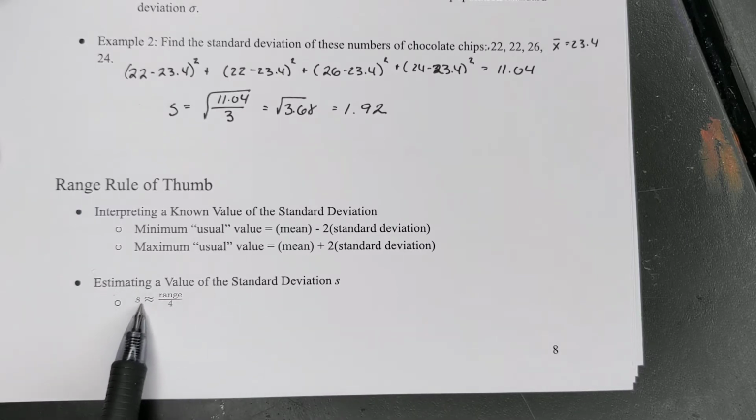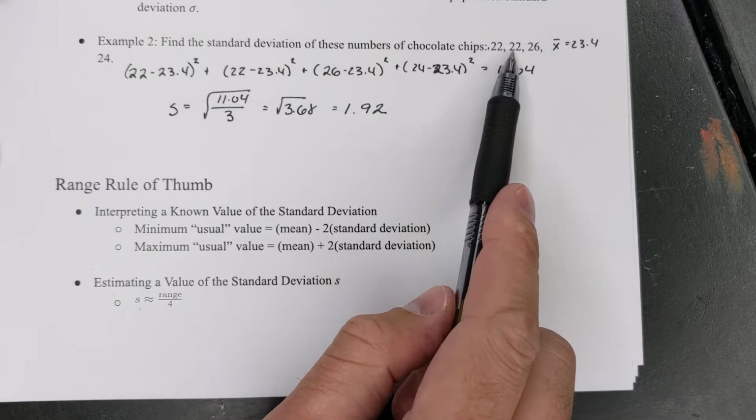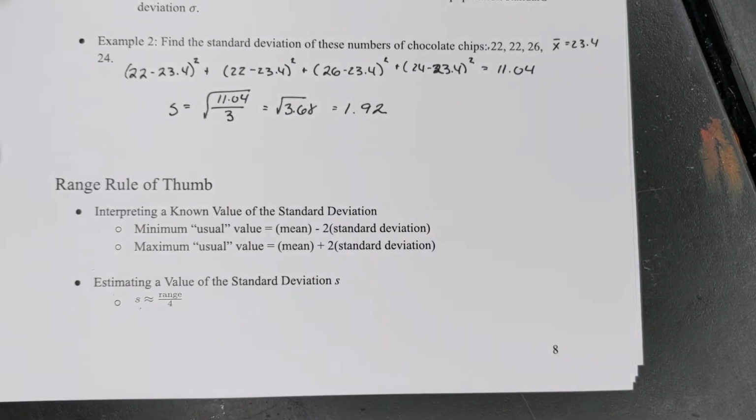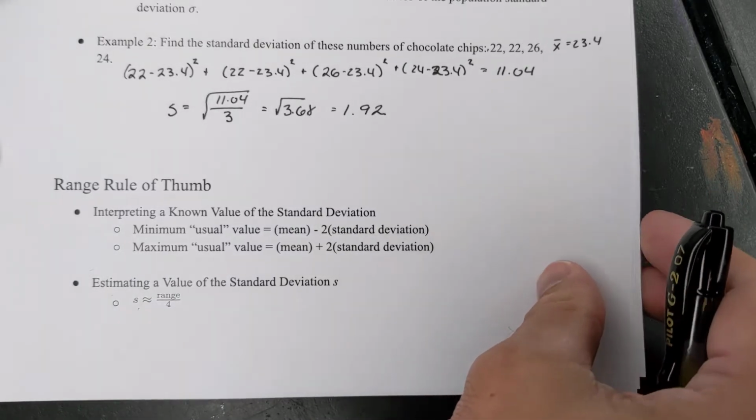You can do an estimation here. You divide the range by 4. That didn't work very well on this one because the range here was 4. 4 divided by 4 is 1, and this is almost twice that value. But the more measurements you have, the better this estimation becomes.